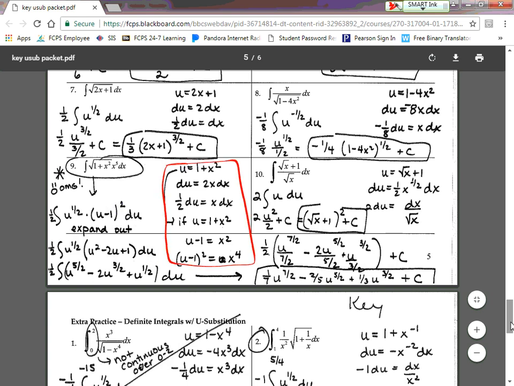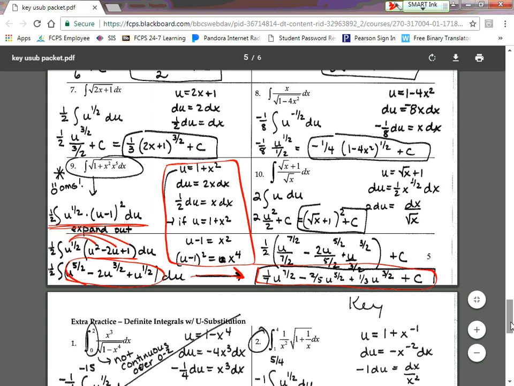All of this allowed us to substitute and rewrite. So here's what we just talked about. Again, you would multiply out that u minus 1 squared, then distribute in your u to the 1/2, and then you can finally do your antiderivative of that. So you get some crazy thing.